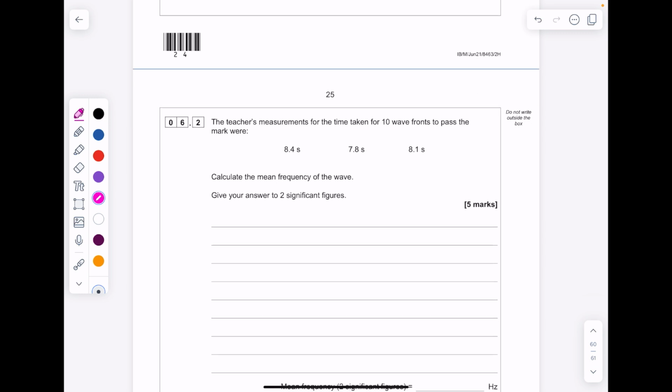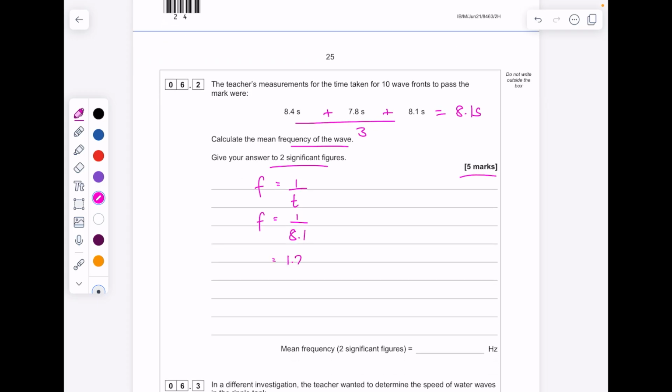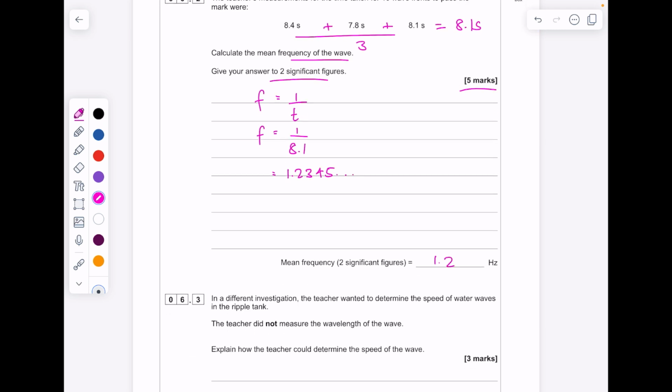The teacher's measurements for the time taken for 10 wave fronts to pass the mark were: calculate the mean frequency of the wave, give your answer to 2 sig fig, and it's worth 5 marks. So frequency is given by 1 over time. In order to find the average time, we need to add up these values and then divide by 3 to give us 8.1 seconds. Put that into your calculator to get 1.2345. They want the final answer to 2 sig figs, so that's 1.2.